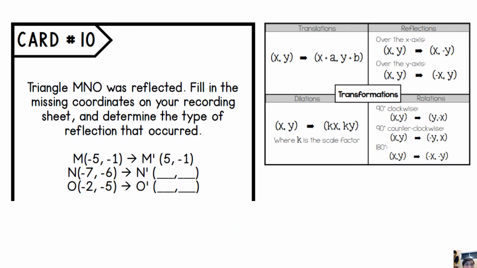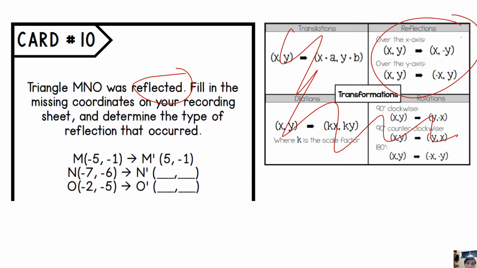No, 3. Triangle MNO was reflected. So here they tell us it's reflected. Oh, the type of reflection. Well, the type is either going to be over the X or over the Y, because they told us none of these. It's got to be one of these.